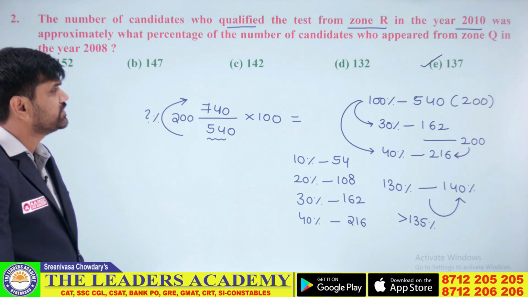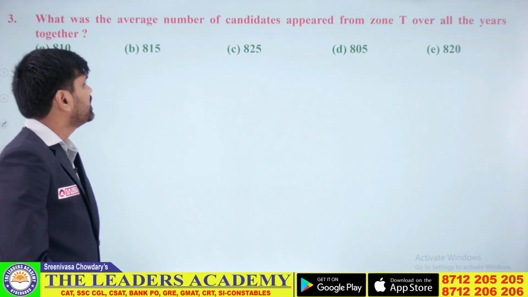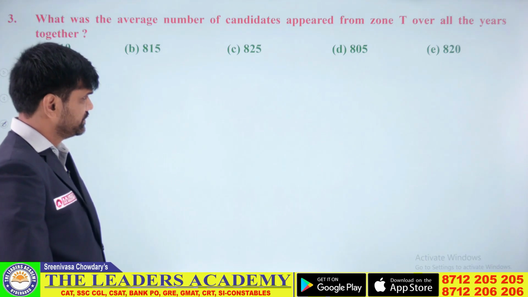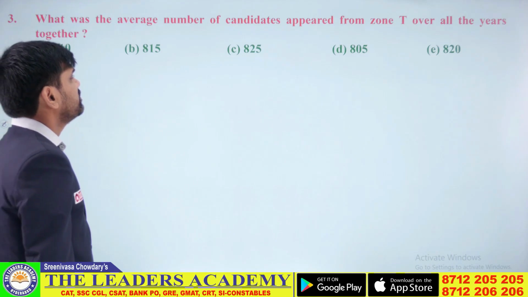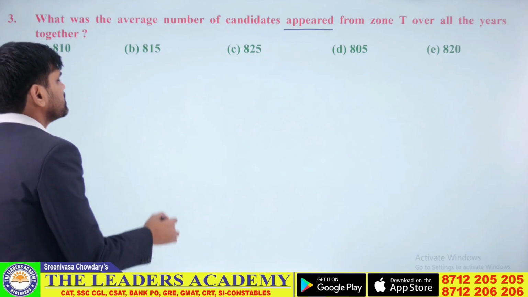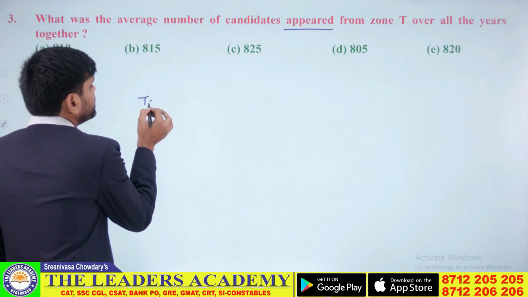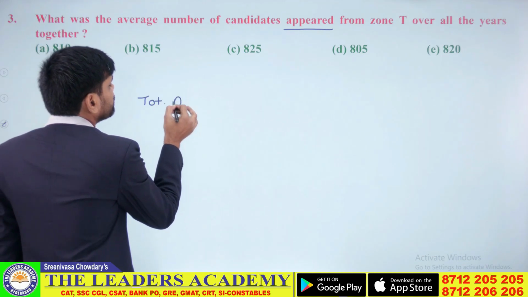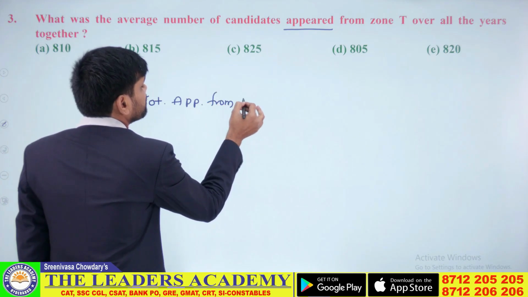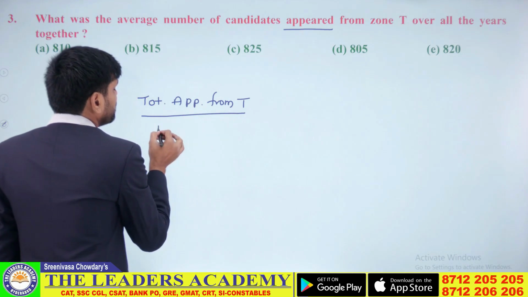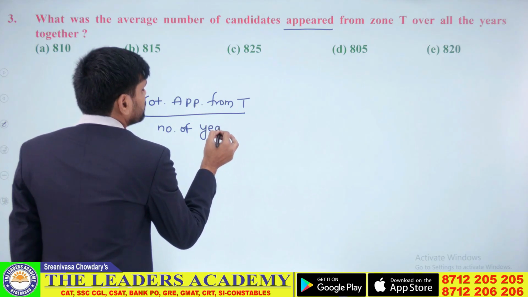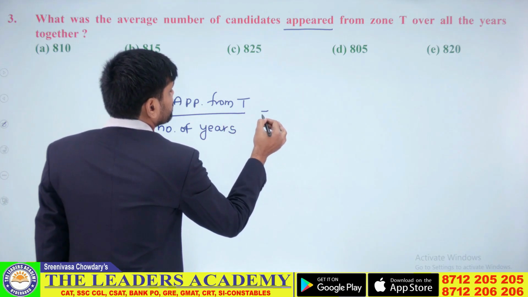Next, go to question number 3. What was the average number of candidates appeared from zone T over all the years put together? So average number of candidates appeared is nothing but total number of candidates appeared from T from all the years, divided by number of years. Number of years will give you the average number of people appeared from T.